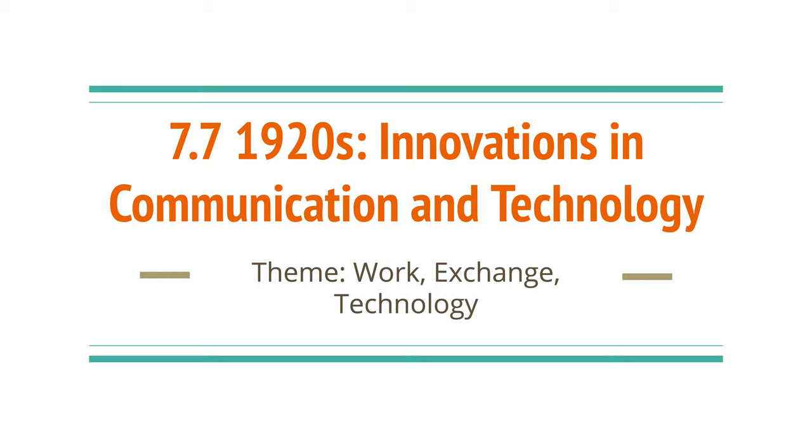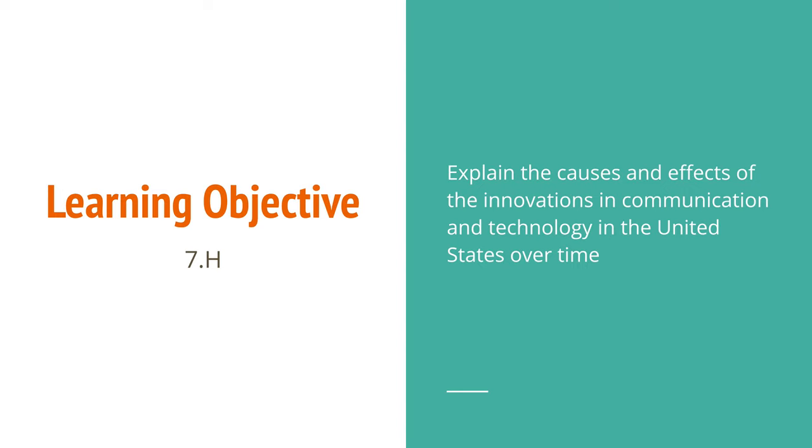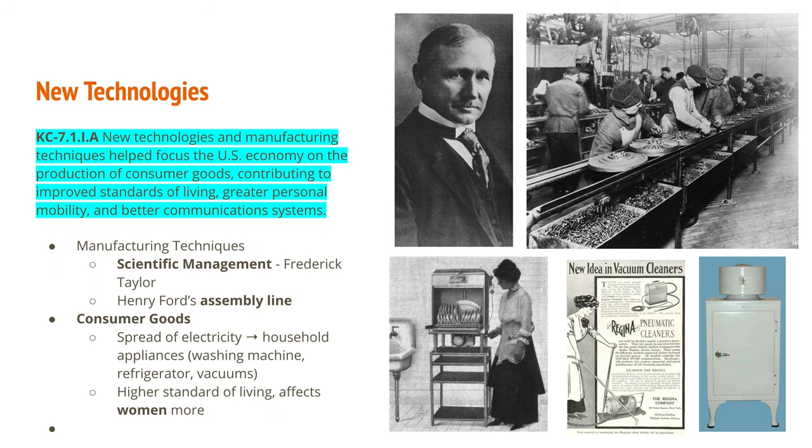Today we're talking about historical topic 7.7. That's the 1920s and all the innovations in communication and technology that shaped the decade. So we have one theme, and that's work exchange and technology. Obviously, we're focusing mostly on technology. One learning objective: explain the causes and effects of the innovations in communication and technology in the United States over time. So let's start with these new technologies.